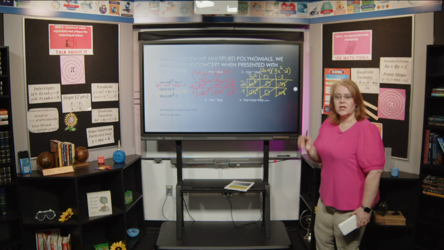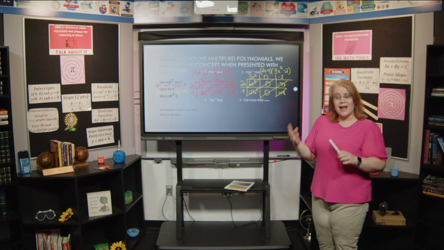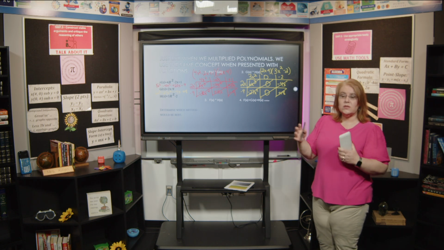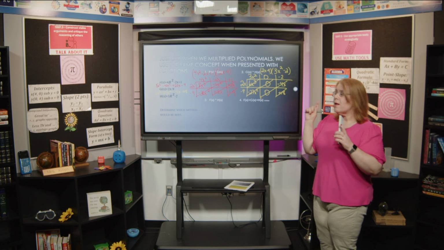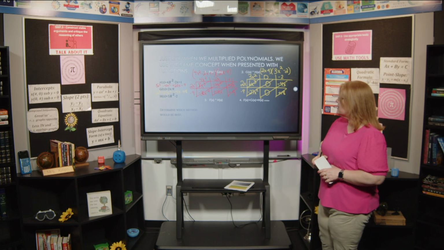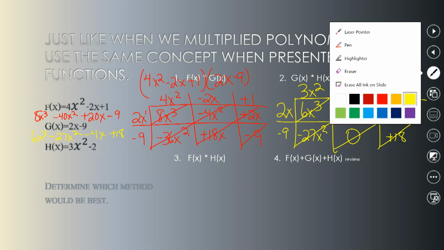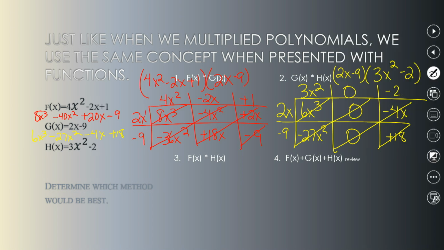Look at yours, look at mine, see if they match up, see if your positive numbers and your negative numbers match, and see what you did with those zeros for that placeholder. Make sure that you're getting those right answers. Let's do number 3. It says f of x times h of x. So let's see what that's going to look like.